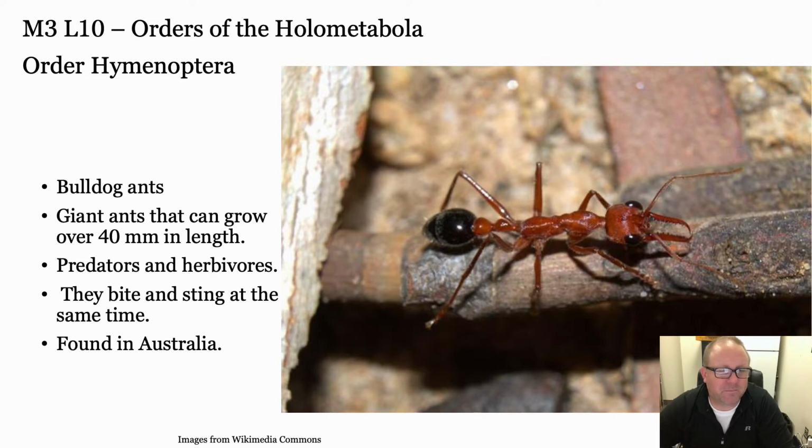Another really cool ant, the bulldog ant from Australia. Very, very mean. It has a nice bite and a sting. Not something you want to mess with. A really big ant, probably the biggest ant on the planet. I didn't have a picture of this. There's also the bullet ant down in Peru. A bullet ant is supposed to be unbelievably mean and have the worst sting.